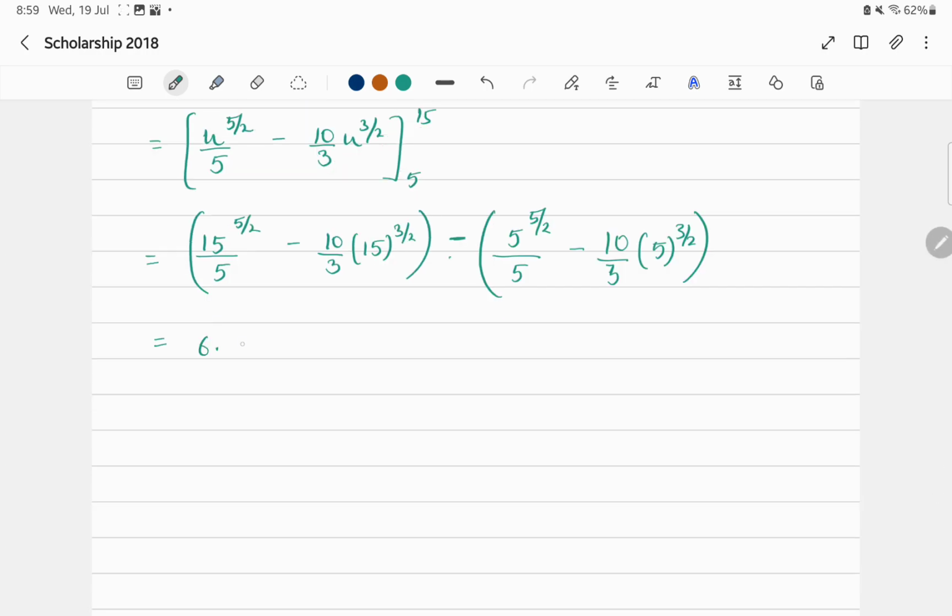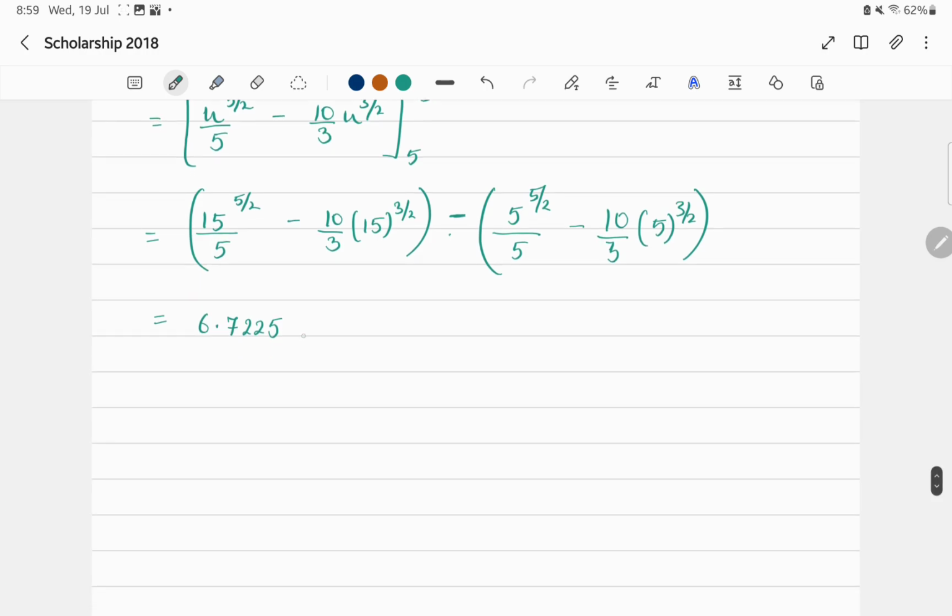Which is 6.7225 or something like that. You put that into the calculator and you will get the answer, and that is your answer for this.